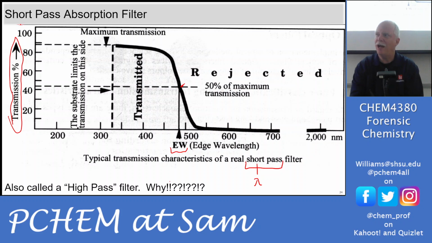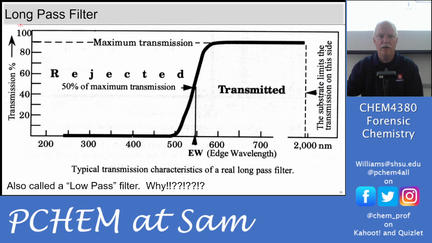Why am I calling it high? What's the high refer to? Yeah, so high energy is being passed. High energy and short wavelengths go together. This is the long pass filter. You have your edge wavelength here at about 550. And this, again, the long wavelengths are being passed. So long wavelength. And this is a low energy pass filter.